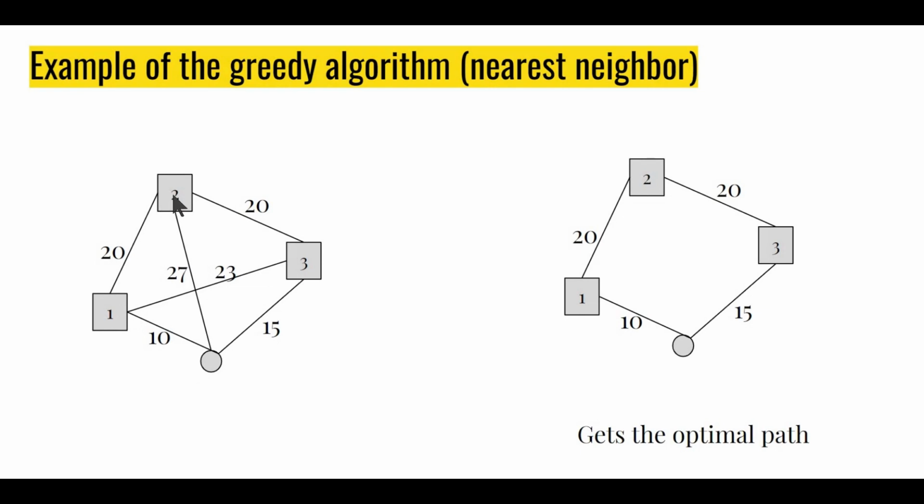Now I must go to 3 because I've already gone to 1. I'm not going to go back here because I have to cover 3. So I go to 3. Now, once I do this, I come back to 1, and the solution found is basically the optimal path. So nearest neighbor, in fact, got us the optimal path. But let's take another example.